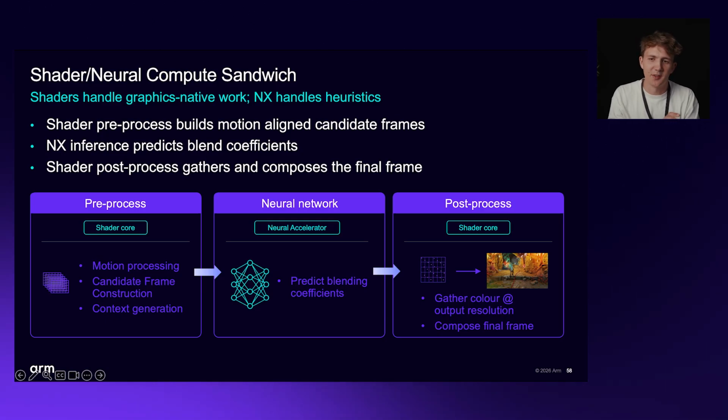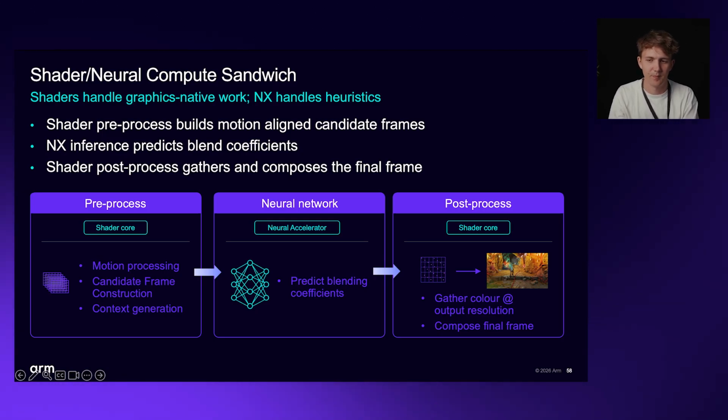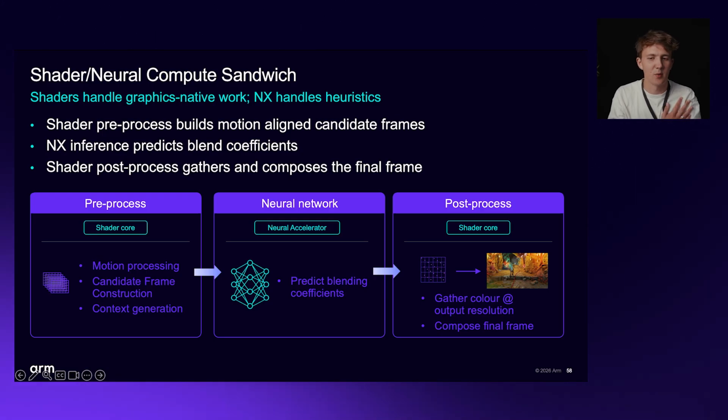The prepared candidates are then passed to the Neural Accelerator, and the network focuses on narrow decision-making problems, which is predicting the blending coefficients. The result is then returned to the shader core, and the post-process does the gather and the final frame construction. And so what we do is we ensure that each part of the workload runs on the hardware that best suits it. Graphics operations run on shader cores, and the NX handles learnt composition. So the neural network is deliberately sandwiched between two graphic stages. The shaders construct the candidates, and the NX decides how to combine them, and then the shaders produce the final frame.